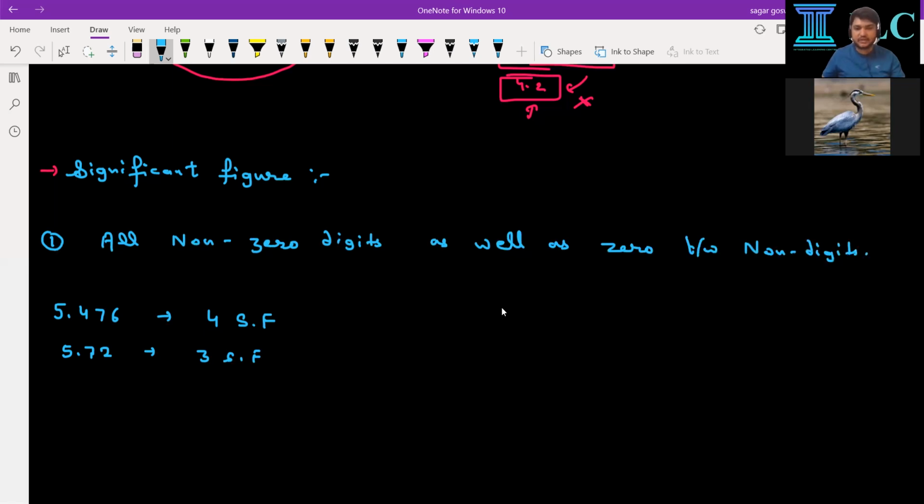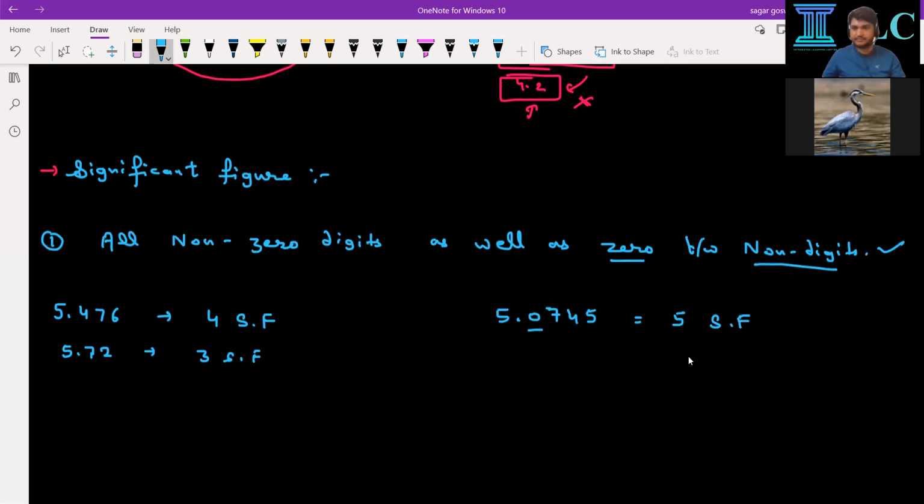What does it mean? Suppose I am writing 5.0745. How many significant figures? Five significant figures. Many people say this zero has no meaning. No, no, this zero has meaning. A zero between non-zero digits will be considered significant. That's why it has 5 significant figures.